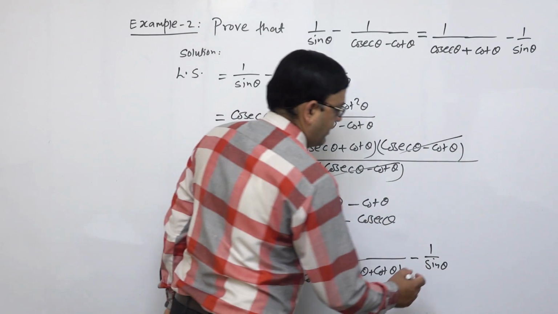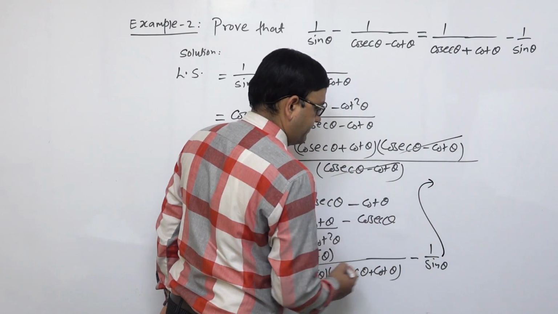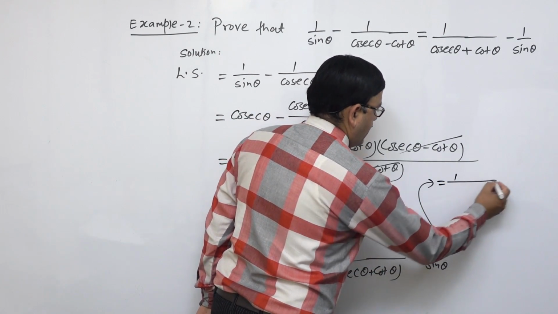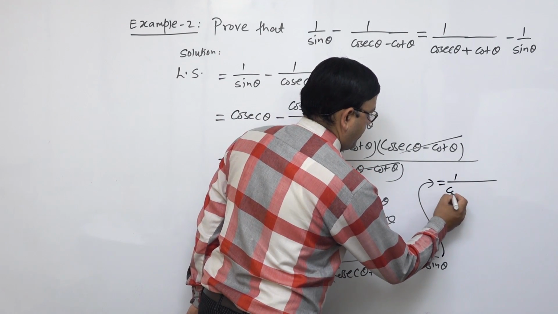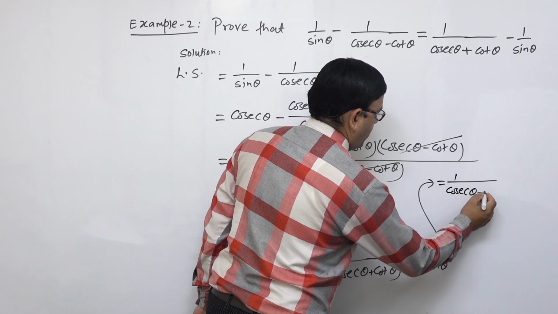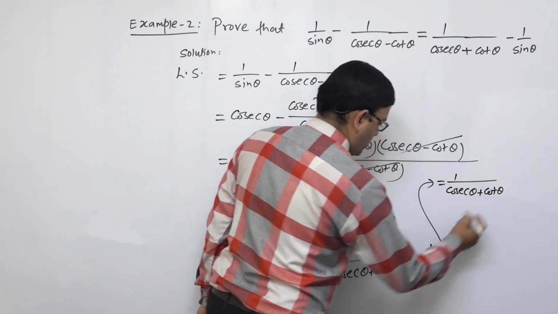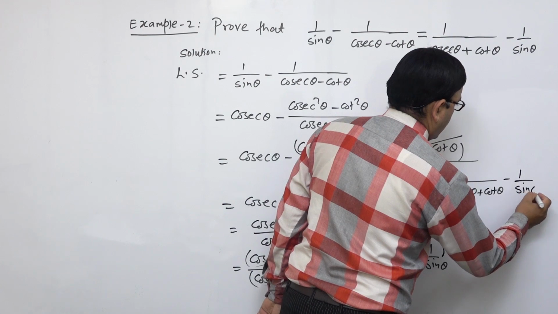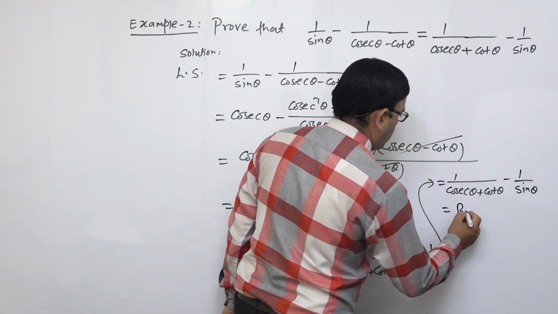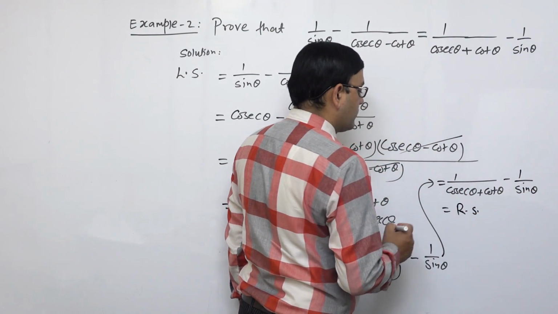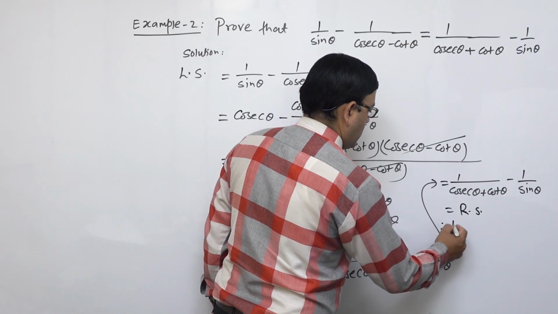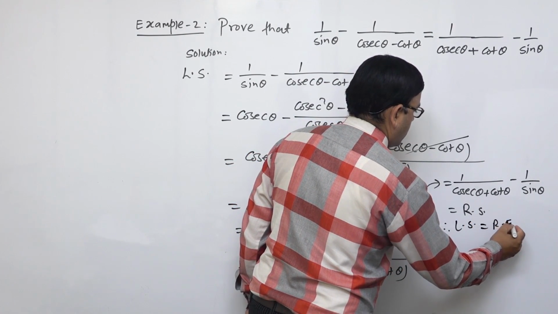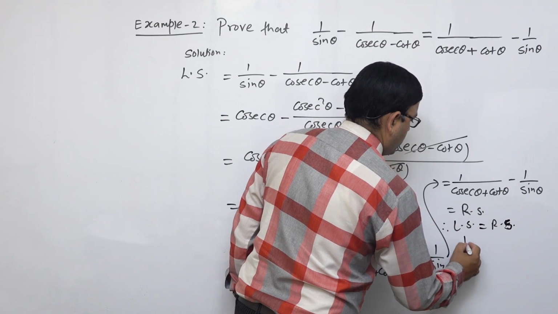So we can write, this is equal to 1 by cosec theta plus cot theta minus 1 by sin theta. This is equal to right side. Therefore, left side is equal to right side. Hence proved.